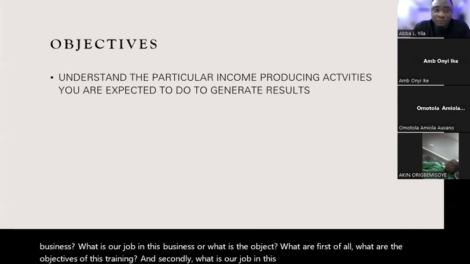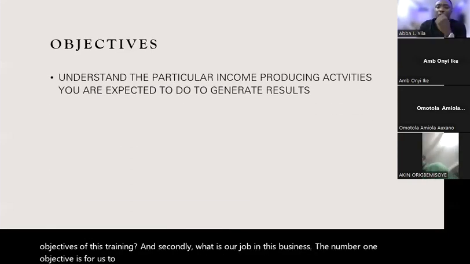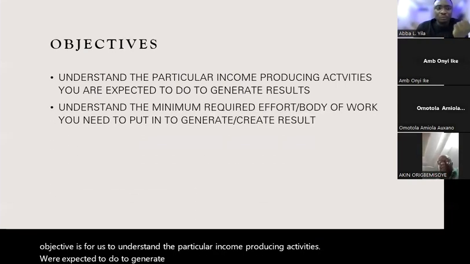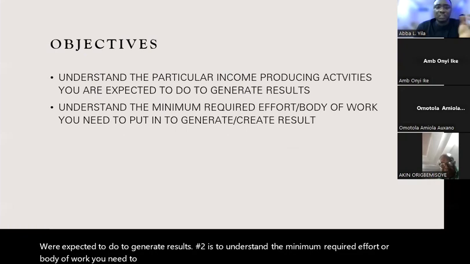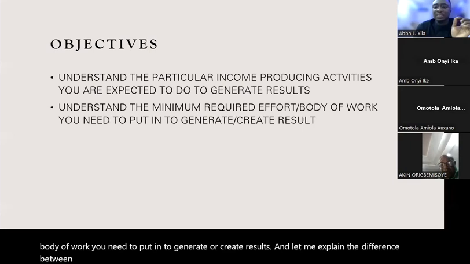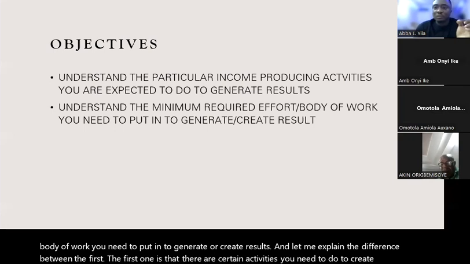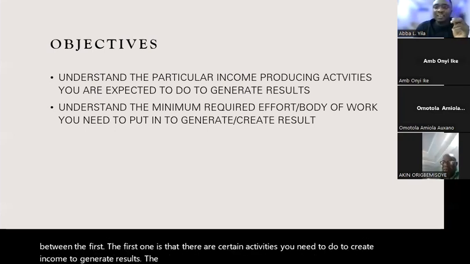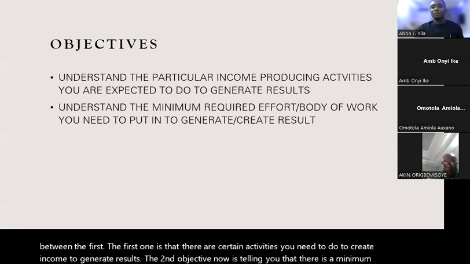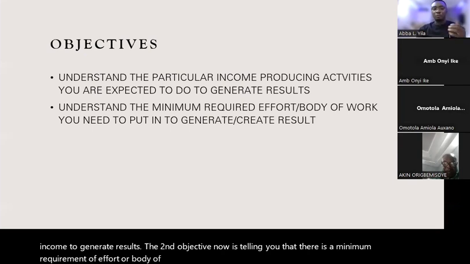The number one objective is for us to understand the particular income producing activities we're expected to do to generate results. Number two is to understand the minimum required effort or body of work you need to put in to generate or create results. Let me explain the difference. The first one is that there are certain activities you need to do to create income. The second objective is telling you that there is a minimum requirement of effort or body of work expected for you to put in to create or generate that result.